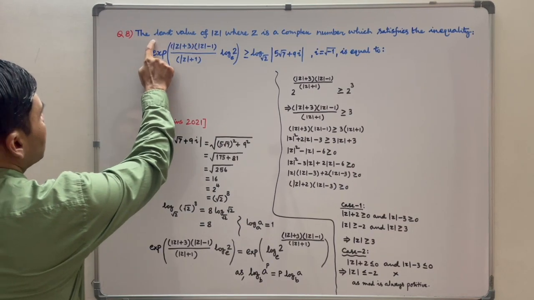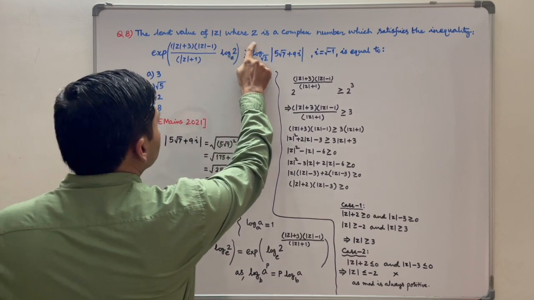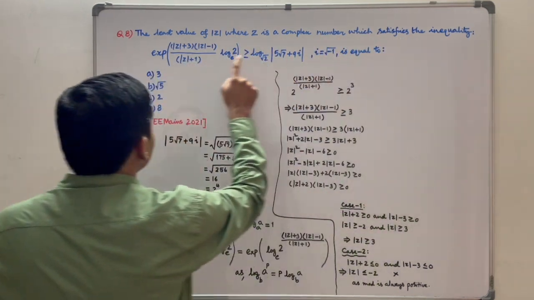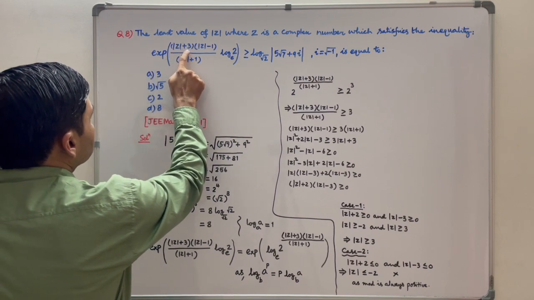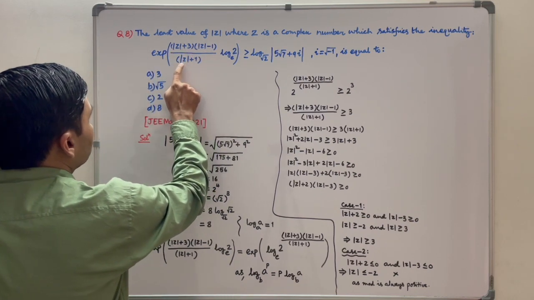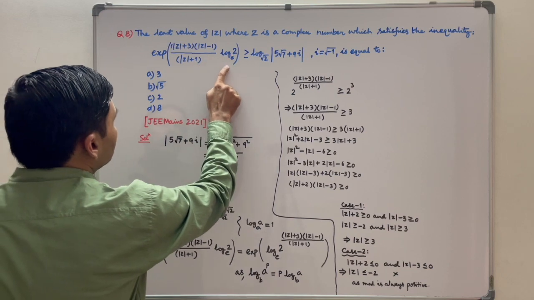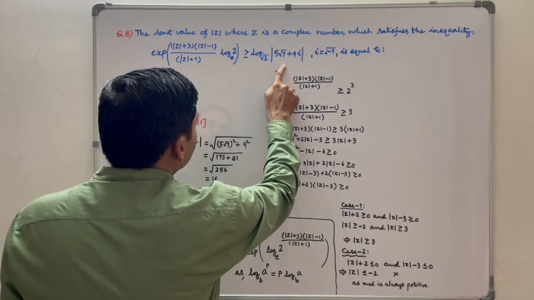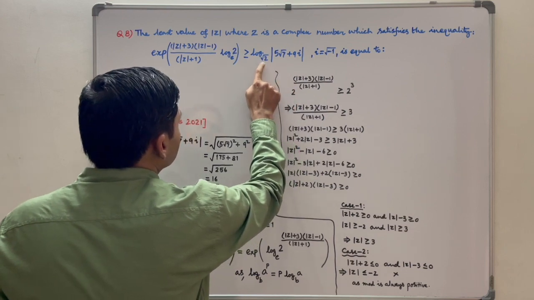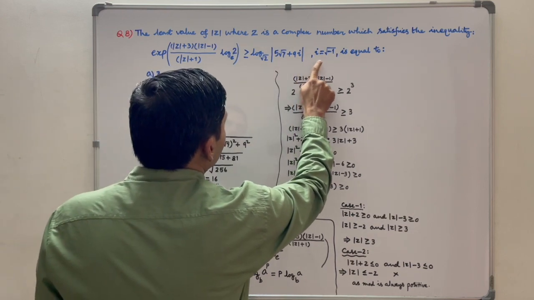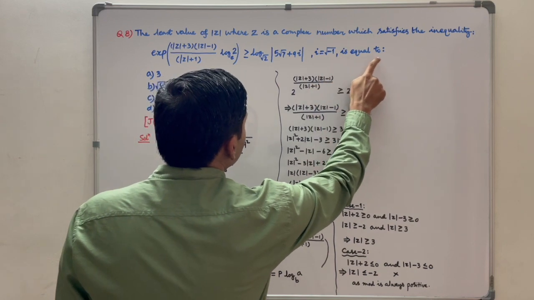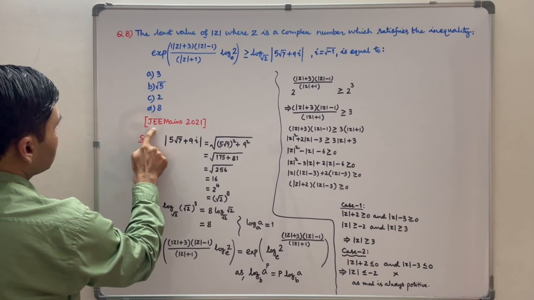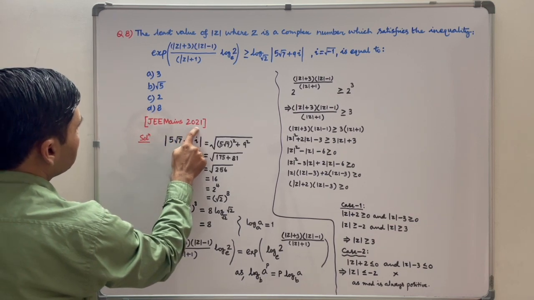Eighth question: the least value of |z|, where z is a complex number which satisfies the inequality, exponent of ((|z| + 3)(|z| − 1)/(|z| + 1)) · log base √2... is greater than or equal to log of |5√7 + 9i| to the base √2, where i is equal to the square root of minus 1. These are the options given. This question was asked in JEE Mains 2021.